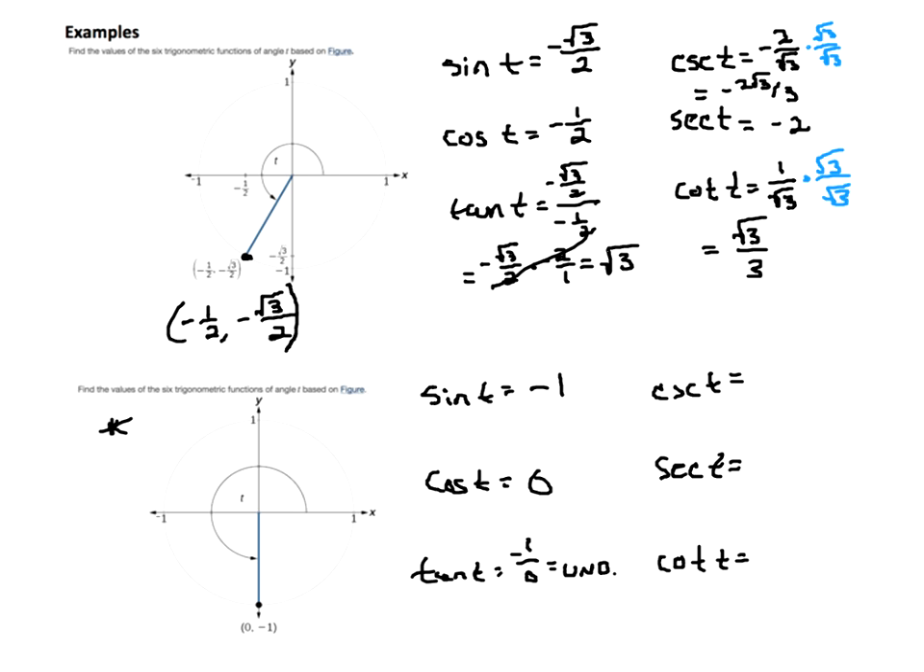The cosecant is the reciprocal of -1, which is just -1. The secant is the reciprocal of 0, which is just 0. And the cotangent is the reciprocal of tangent, which is 0 divided by -1, which is also 0. Good on that?